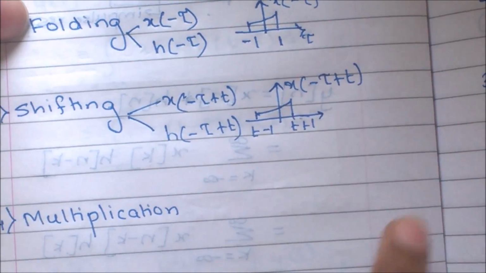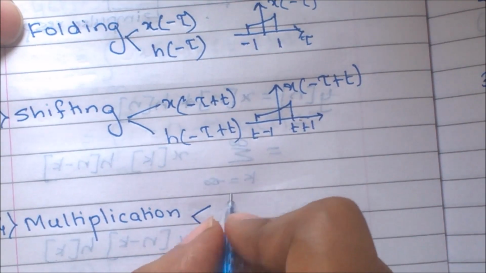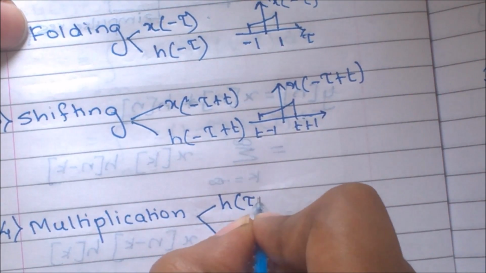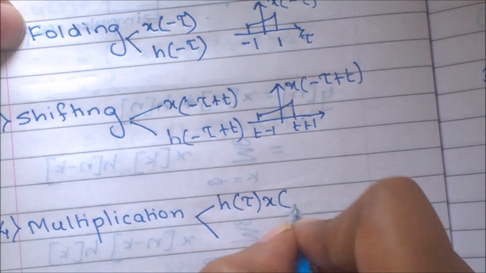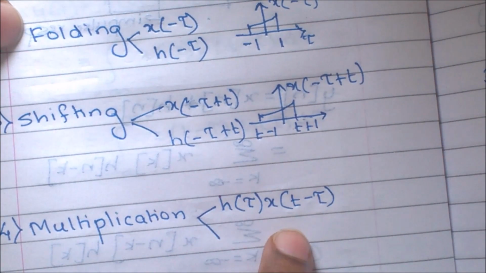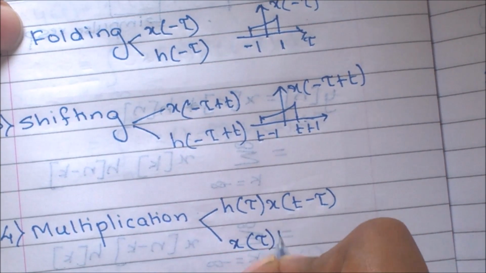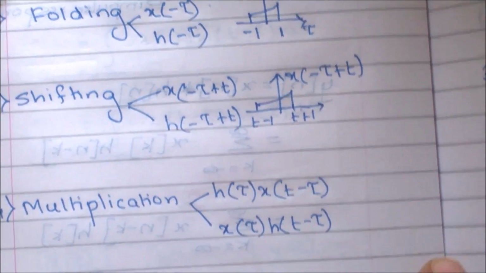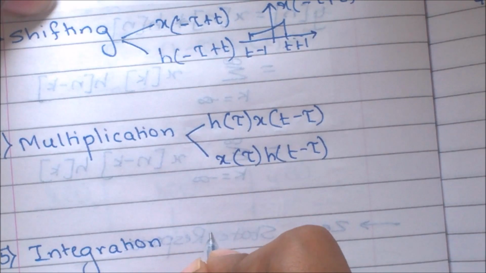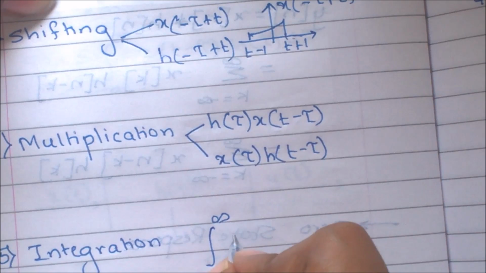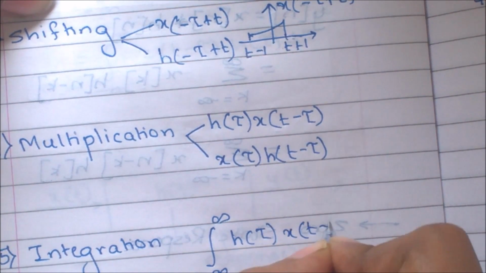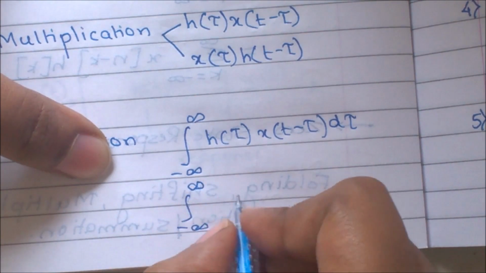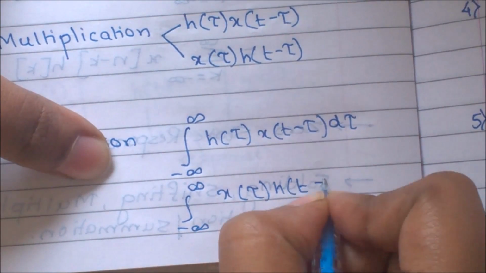Now the next step is multiplication. Suppose you have used x of t for shifting and folding, it will become h of tau into x of t minus tau, or if you have used h of tau for the folding and shifting operation, it will become x of tau into h of t minus tau. And then you'll perform the integration. Integration will be from minus infinity to plus infinity, h of tau into x of t minus tau d tau, or integration from minus infinity to plus infinity, x of tau into h of t minus tau d tau.